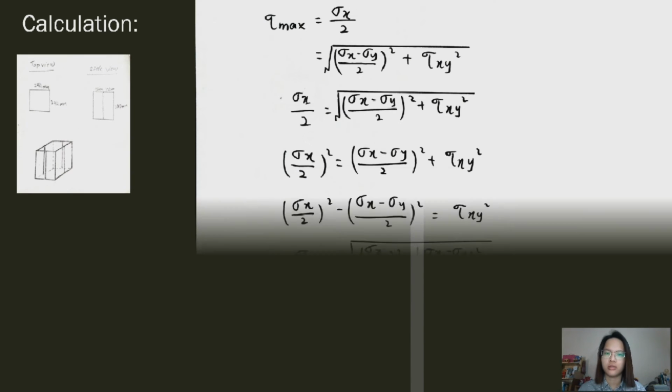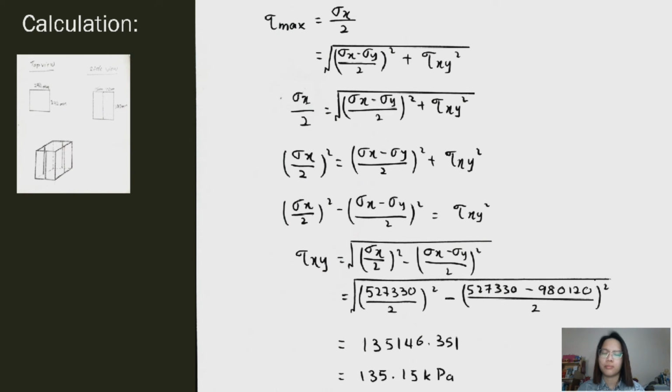Next, we'll be using the formula of maximum shear stress. tau max equals sigma x divided by 2, and the formula is square root of ((sigma x minus sigma y) divided by 2) squared plus tau xy squared, and we'll deduce the value of tau xy from the equations above.